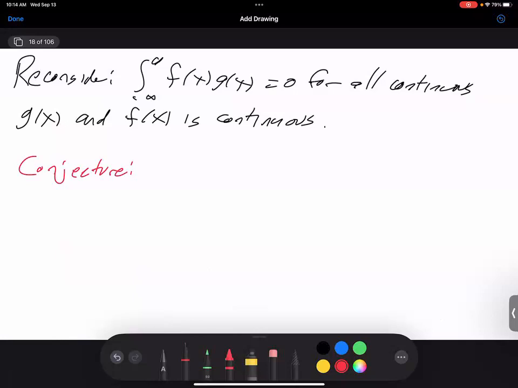One of them has to be 0. And so we're saying that the integral of f against any continuous g is equal to 0. So which one of them do you want to say has to be 0? This conjecture is f of x is identically 0.